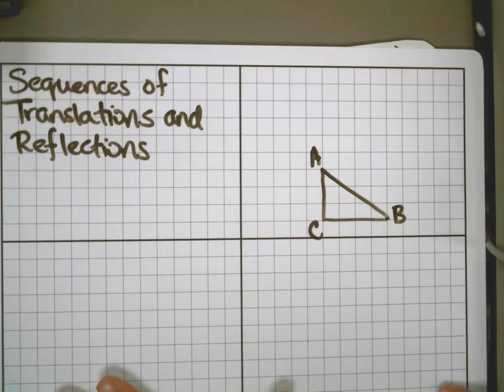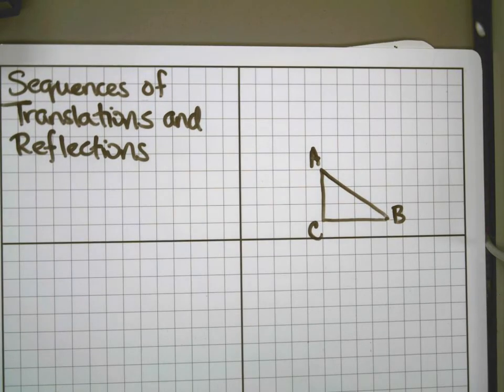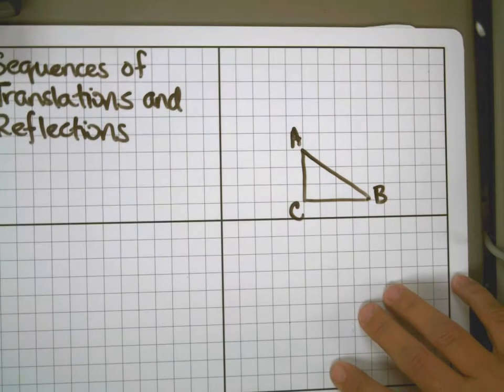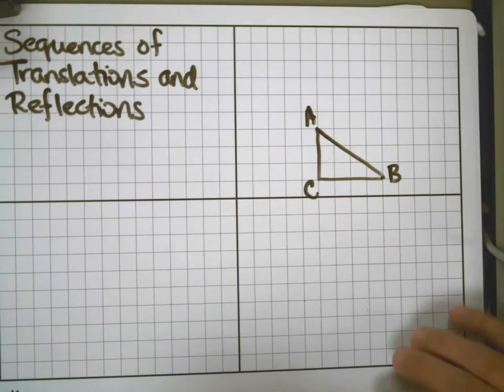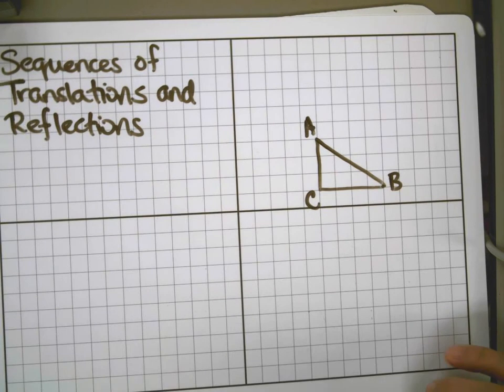Hello, this is our lesson on sequences of translations and reflections. Just a couple things to review in case you have questions while you're doing your assignment. So we're talking about doing more than one rigid transformation all at one time, right? Doing a couple different steps and moving things around.